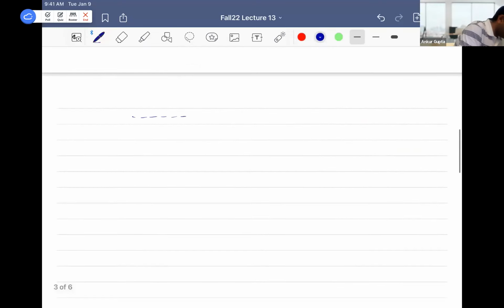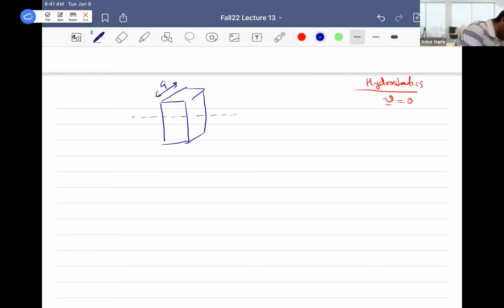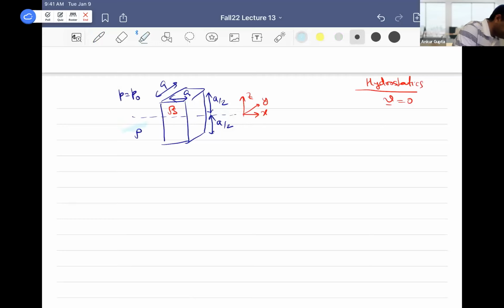We were focusing on the problem of hydrostatics, where velocity is simply 0. We were given a solid cube which was submerged halfway into water, and we had x, y, and z directions. We said the density of the solid is rho s, and the density of the liquid below is rho. The pressure outside is P naught at the air, and we basically ignored any density or changes in the air.